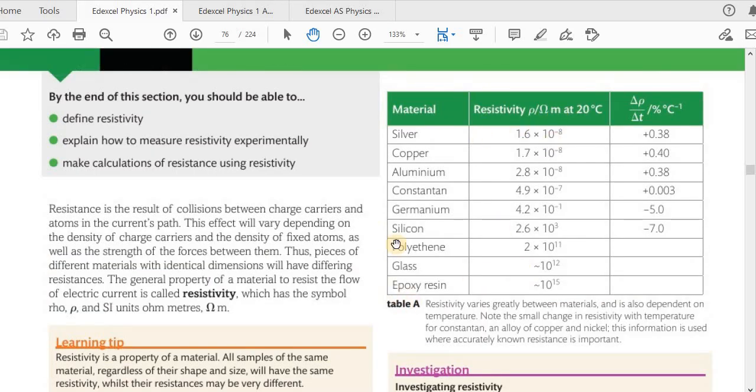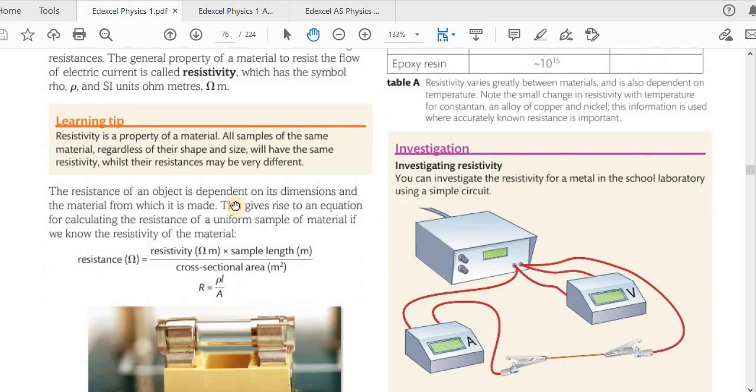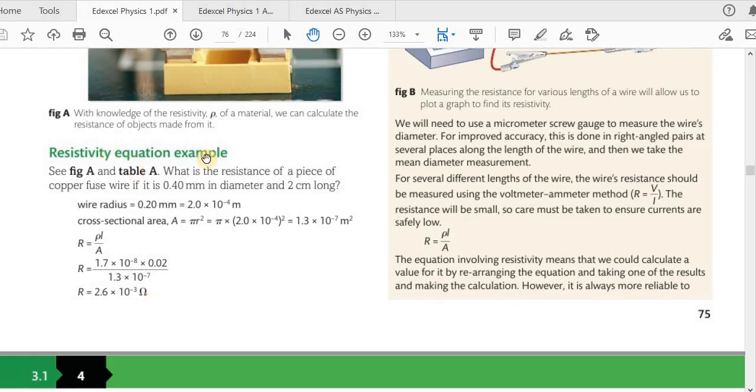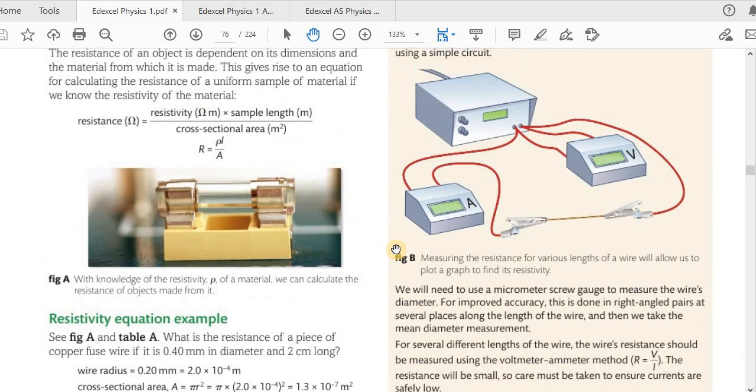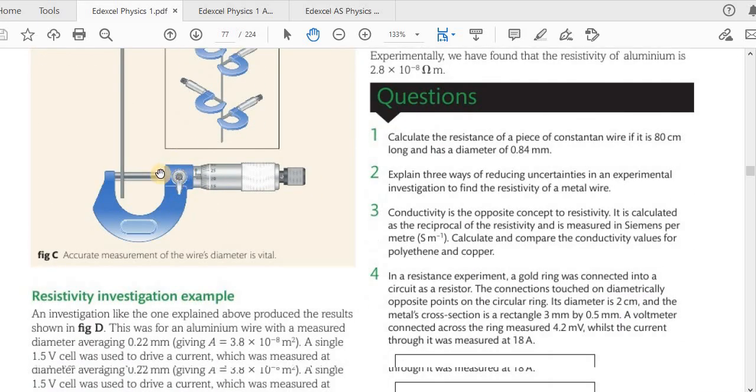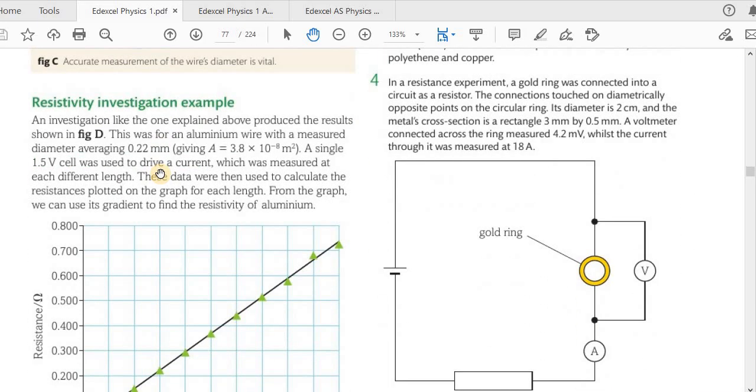Then you can see here we have resistivity even for non-metals and also semiconductors. Okay, so here you can see the equation. Resistivity is a property of a material. All samples of the same material, regardless of their shape and size, will have the same resistivity, whilst their resistances may be very different. Then we went through an example using that equation, some calculations, how to find the resistivity. Yeah, so that is the end of that lesson on resistivity.